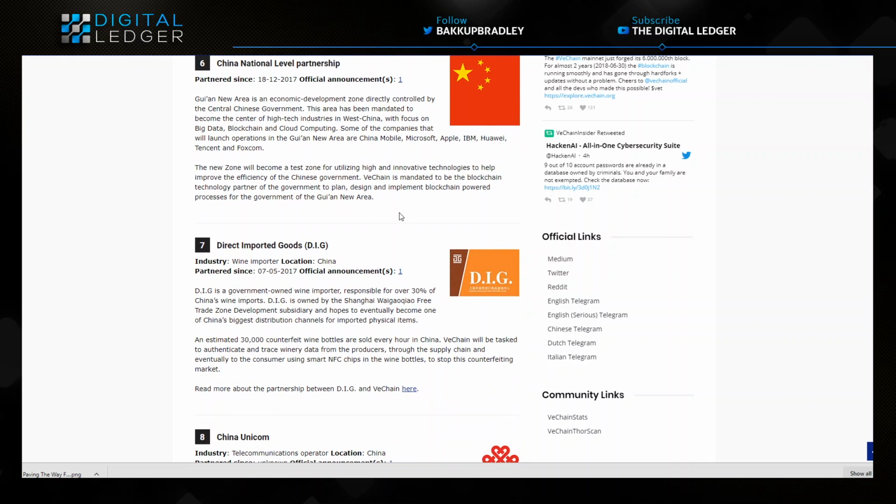Okay, China national level partnerships. The new zone will become a test zone for utilizing highly innovative technologies to help improve the efficiency of Chinese government. I love hearing governments tied in with a protocol, because they can bring some massive amount of flow through the system. VeChain's mandate is to be the blockchain technology partner of the government to plan, design, and implement blockchain-powered processes for the government of the Guiyang new era.